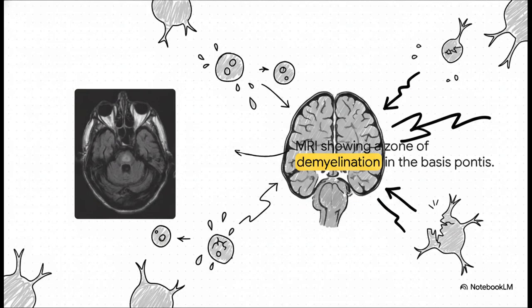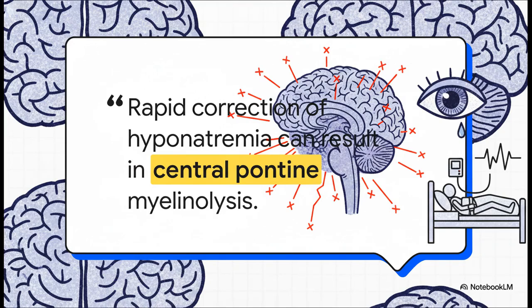When you look at an MRI like this and see a zone of demyelination in the basis pontis, that is central pontine myelinolysis. Rapidly shifting the extracellular sodium exerts immense osmotic pressure. It literally pulls water straight out of the neurons in the brain, shrinking them down and completely destroying their myelin sheaths. And the pons, right down in the brainstem, is exceptionally vulnerable to this kind of injury. Honestly, it's a profound tragedy because it is entirely preventable, yet the consequences are catastrophic.